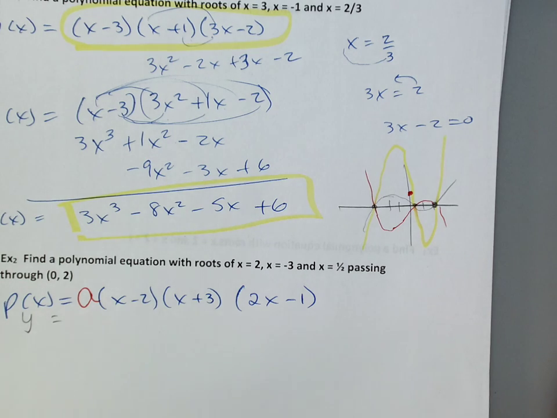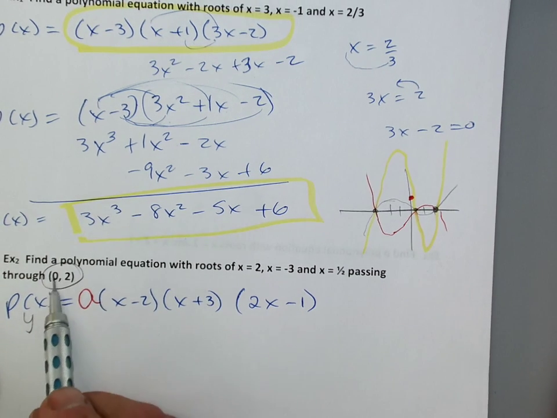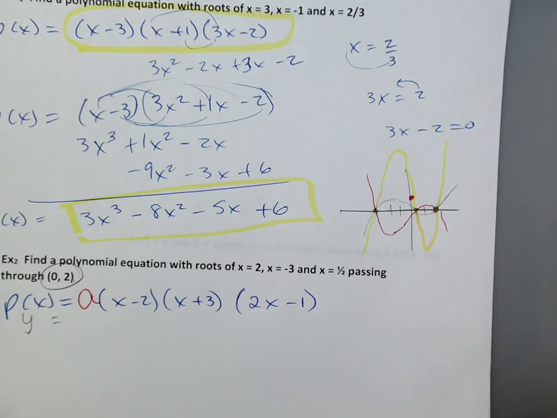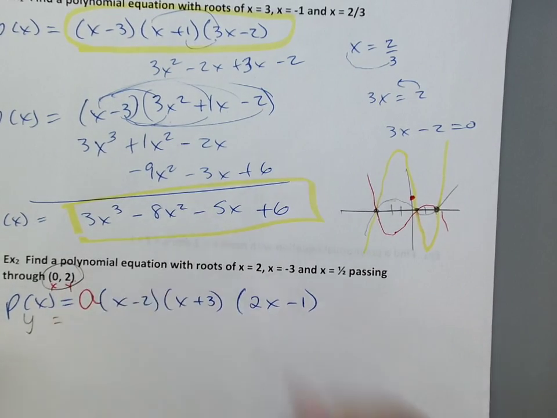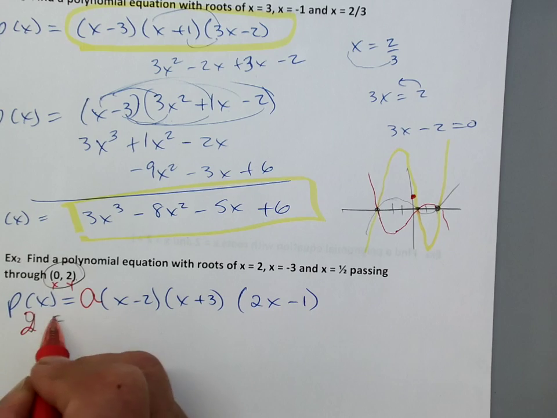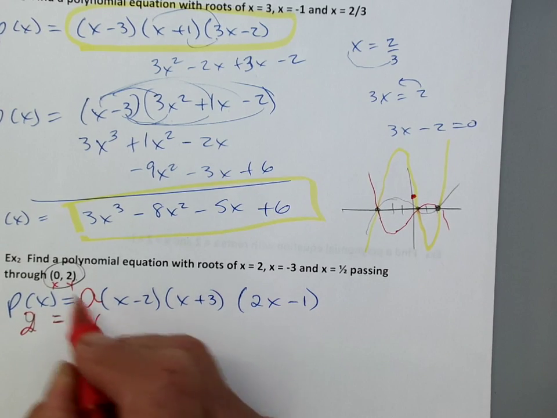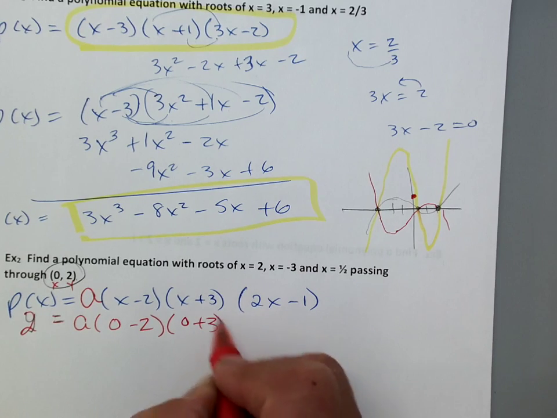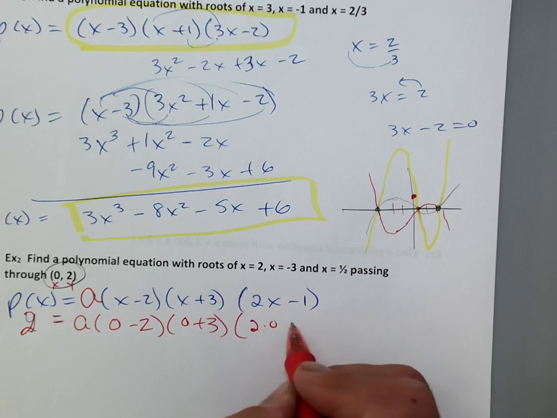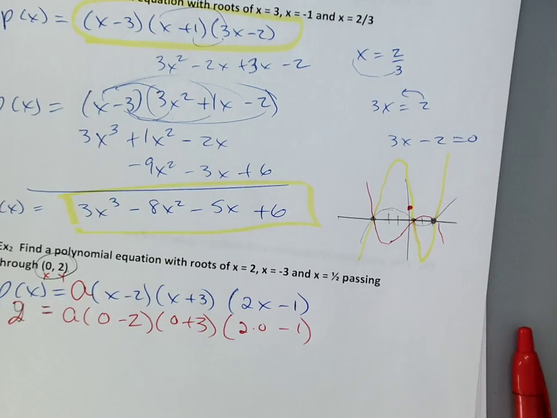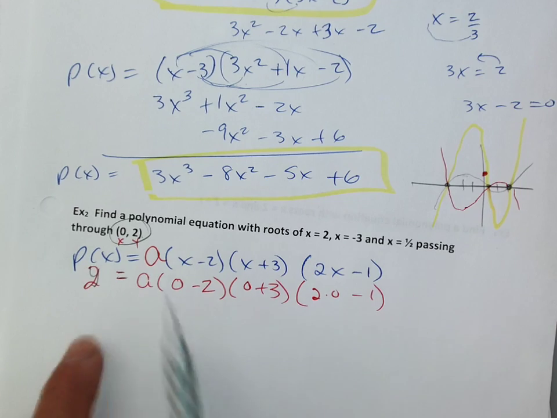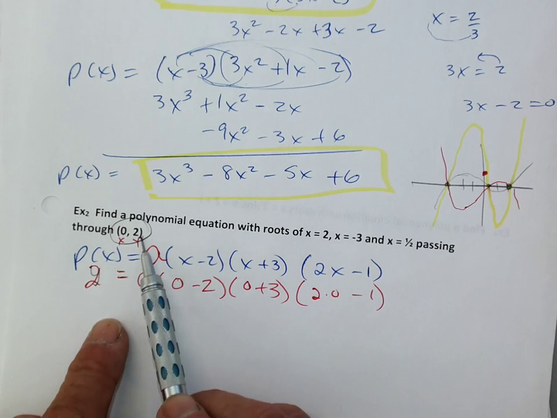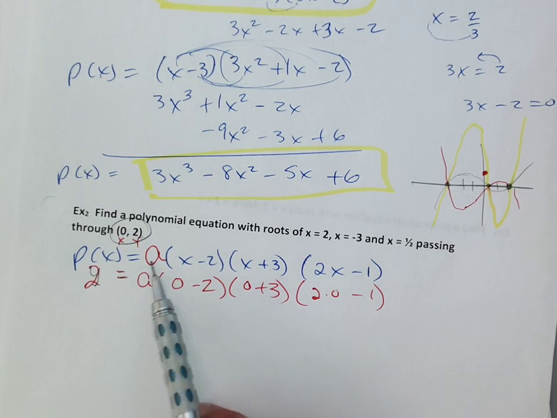So what I want to do is take my point (0, 2), which has an x value and a y value, right? Every point has an x and a y. And I'm going to put my 2 in for my y, and I'll put my 0 in for my x's. So to make it go through the point (0, 2), I'm going to use the point (0, 2) as an x value, y value, to find some value a that will force it to go through the point (0, 2). Okay, so now I just need to simplify.